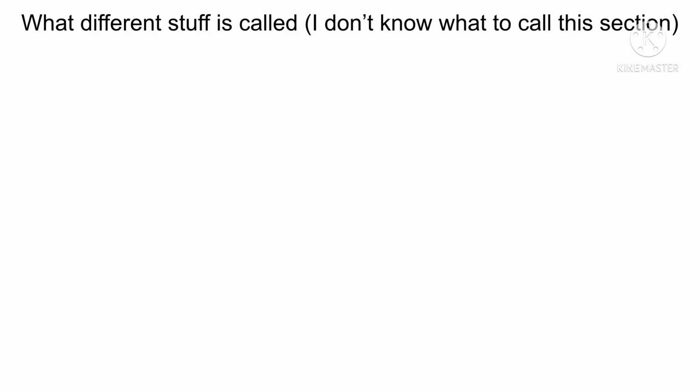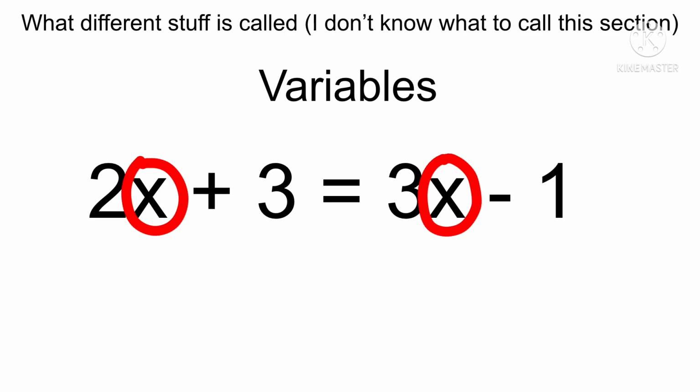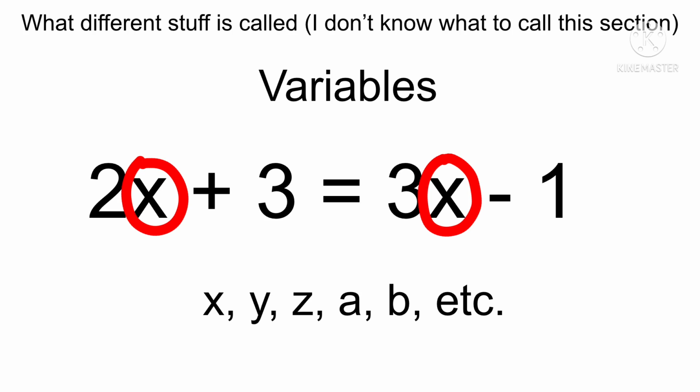Now before we get started, you should probably get familiar with what different parts of an algebraic equation are called. First of all, terms are just each of the different numbers or variables in an equation. Variables are the letter or letters in an equation that represent an unknown number or numbers, depending on how many different letters are in an equation. In this case and most other cases, the variable is the letter x, but it can also be y, z, a, b, or basically any letter as long as it represents an unknown number.